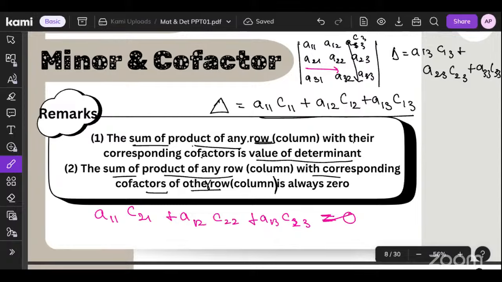Is that clear? If you have any doubt, just ask me in the chat. Okay, you have given option A. Option A is the correct answer. Nice.